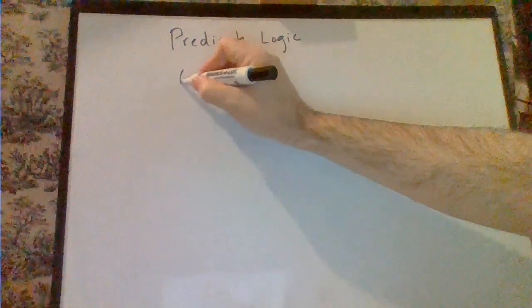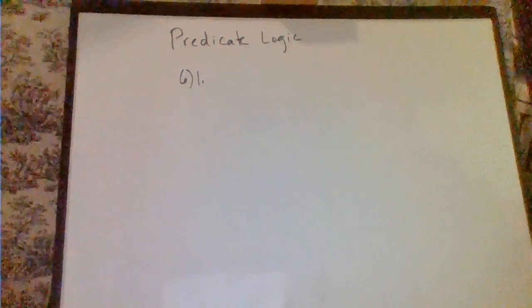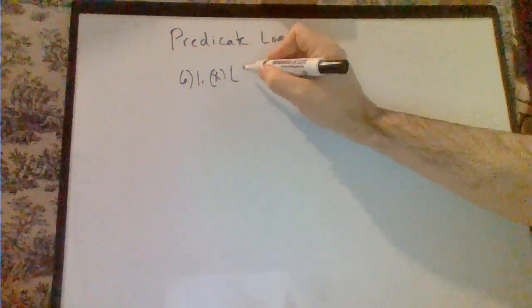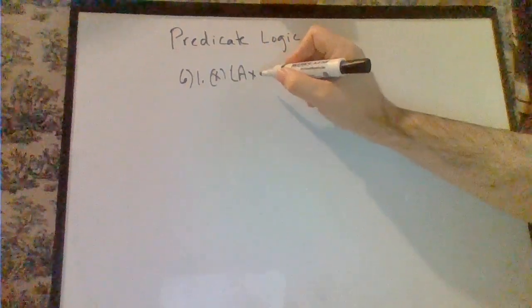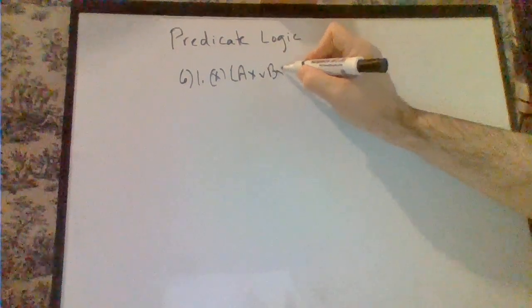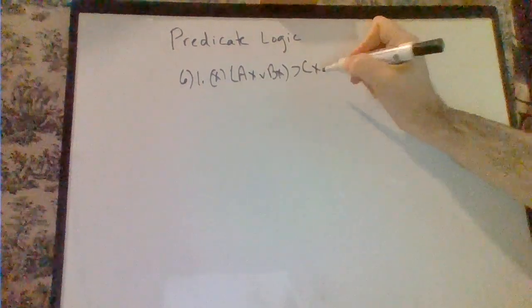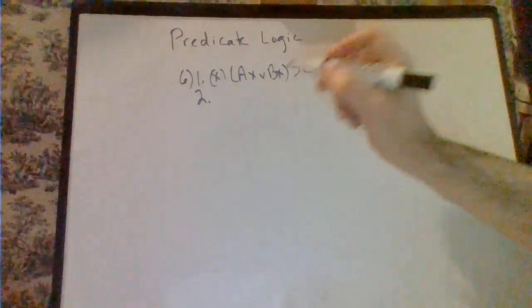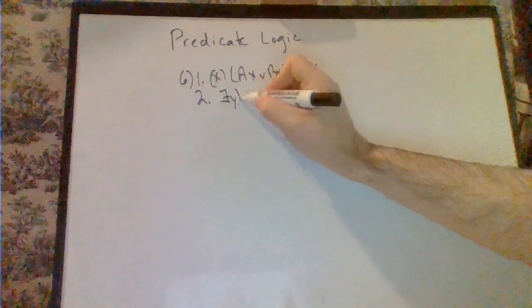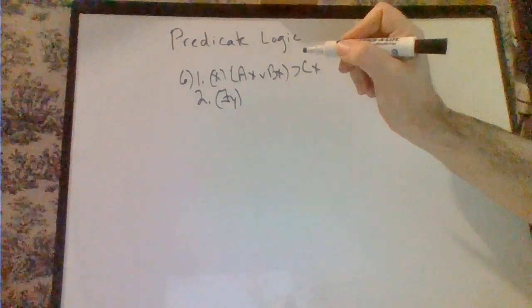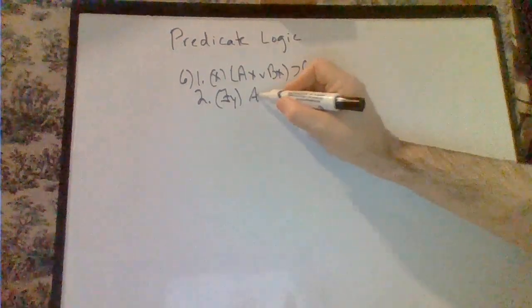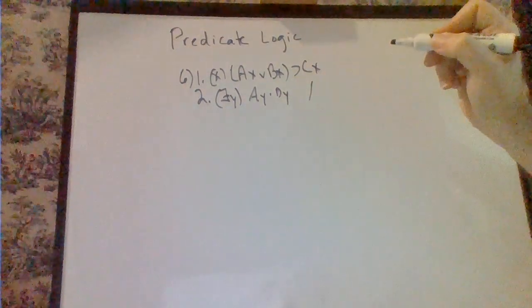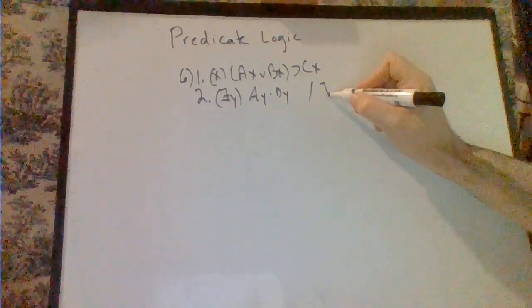Number 6. We have x, Ax or Bx, then Cx. Line 2, Ey, Ay and Dy. Therefore, Ey, Cy.